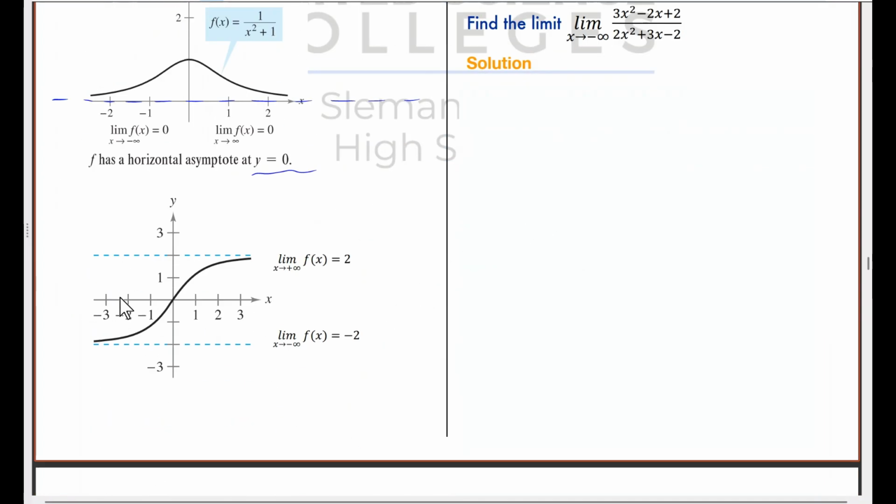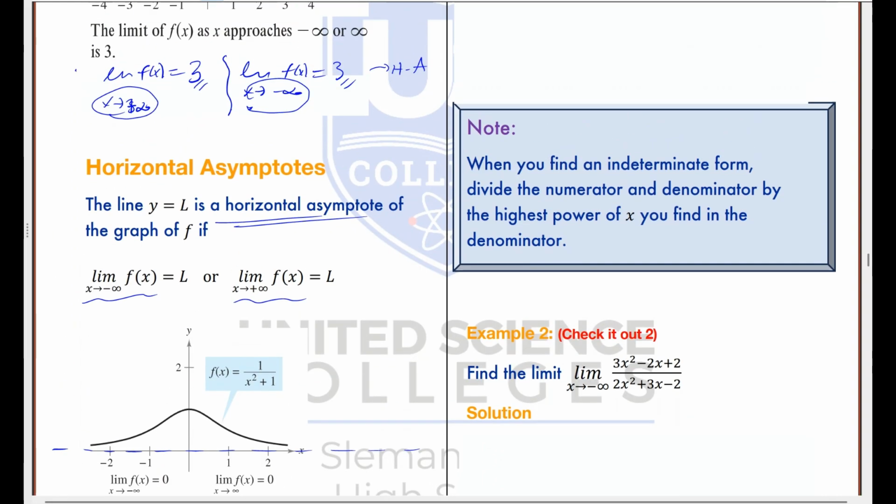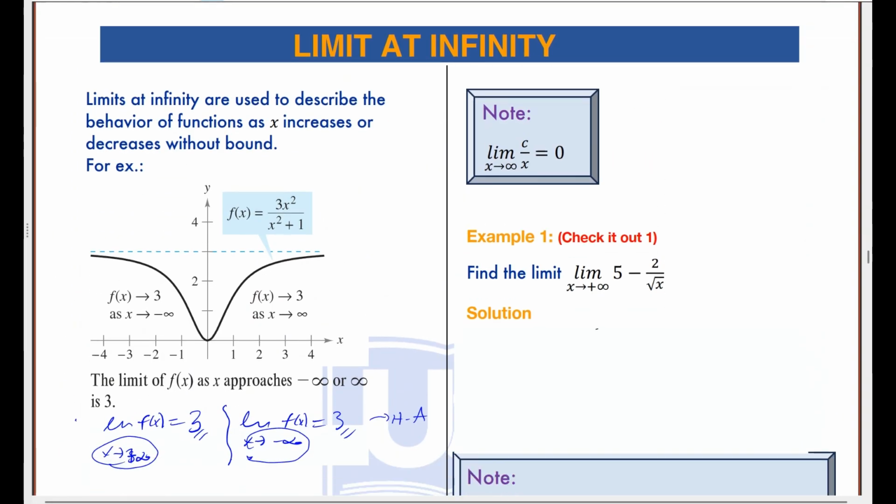On the other hand, for another example, this function, as x values are getting bigger and bigger, approaching positive infinity, the function is approaching this line whose value is 2. As x values are getting smaller, heading towards negative infinity, the function is approaching negative 2. So we have two different values from right and left. We have two different horizontal asymptotes then. So if the question is asking about horizontal asymptote, this is what we need to do: find the limit at infinity one by one.